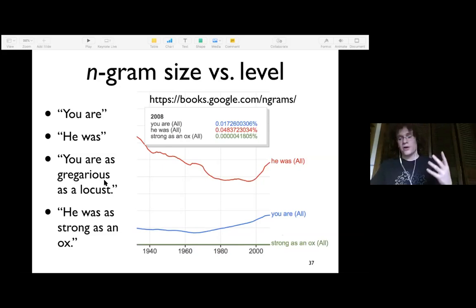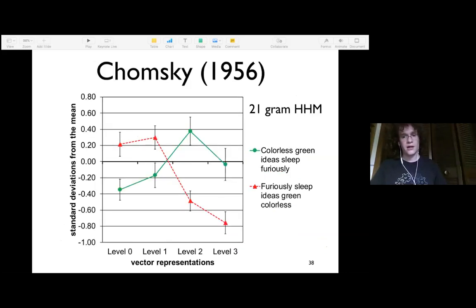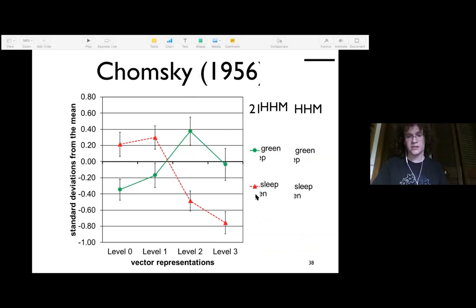Now, the thing is, at high levels of abstraction, "you're gregarious as a locust" and "he was as strong as an ox" are actually extremely similar sentences. And so by moving up to high levels of abstraction at very high levels of order association, the model becomes sensitive to this similarity. Because of this sensitivity to similarities between sentences, we can use the model to detect that "colorless green ideas sleep furiously" is a grammatical sentence. Here we're showing that at level 2 of the model, it's able to detect that "colorless green ideas sleep furiously" is much more grammatical than the ungrammatical alternative, "furiously sleep ideas green colorless."